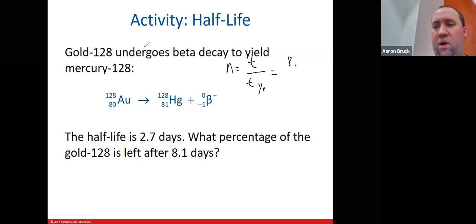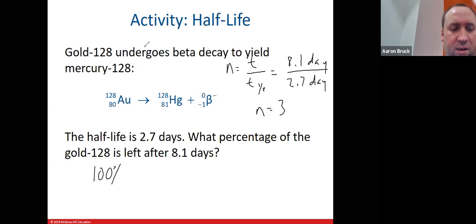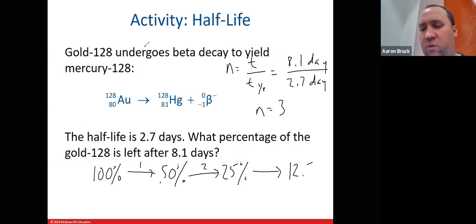So 8.1 days have elapsed. 2.7 days is the half-life. 8.1 divided by 2.7 is 3. I have 3 half-lives that have gone away. And so the way I do it is I start at 100%. 1 half-life turns that to 50%. A second half-life turns that to 25%. A third half-life turns that to 12.5%.